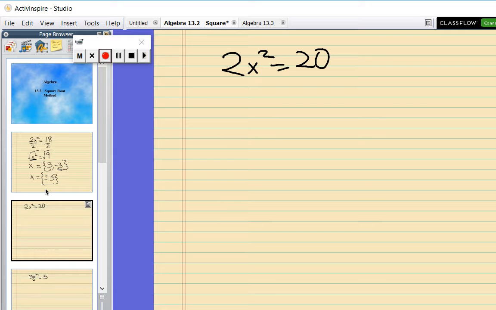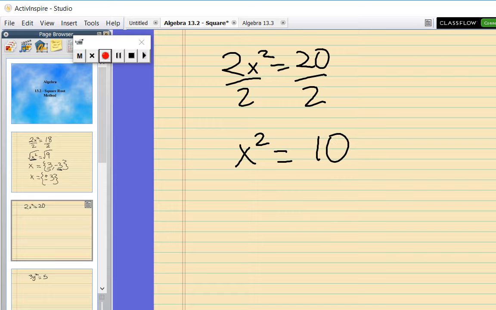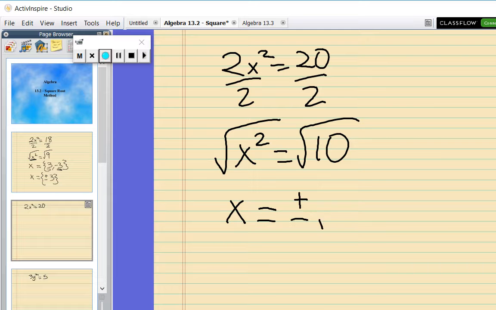Okay, here, you try. Get the square term by itself, and then you square root both sides. Ready? Okay, first step. We'll divide both sides by 2. That'll give us the square term. We square root both sides. All possible values. We can't square root the 10, so it's just positive and negative square root of 10. And that's it. 2 possible solutions.